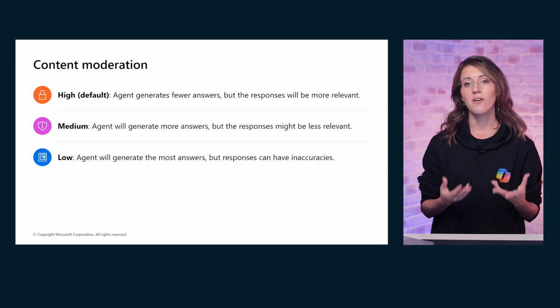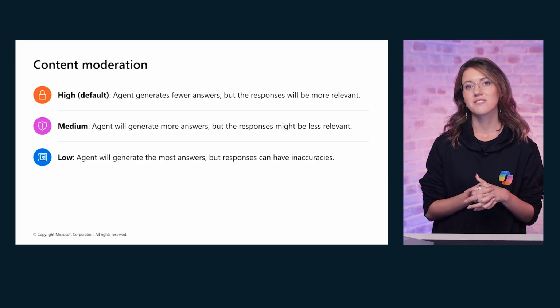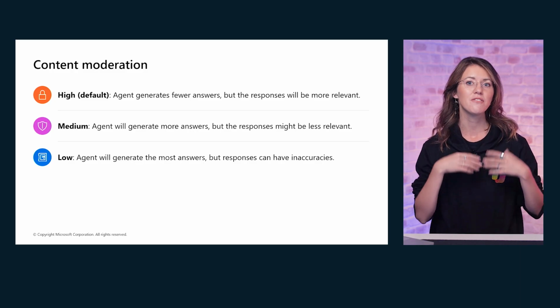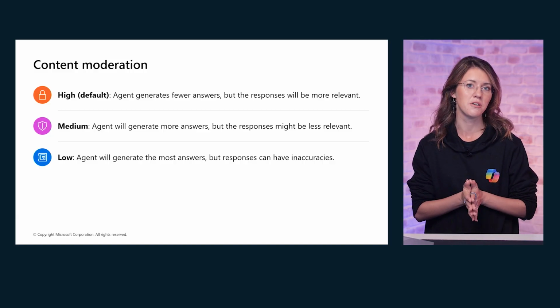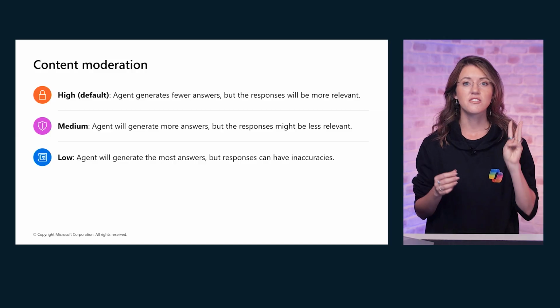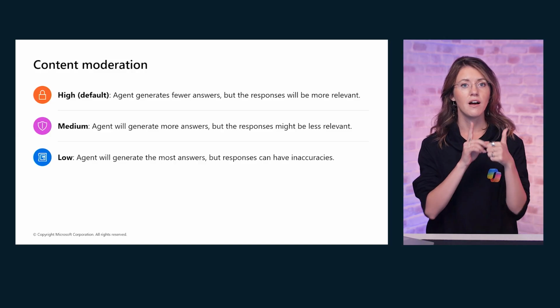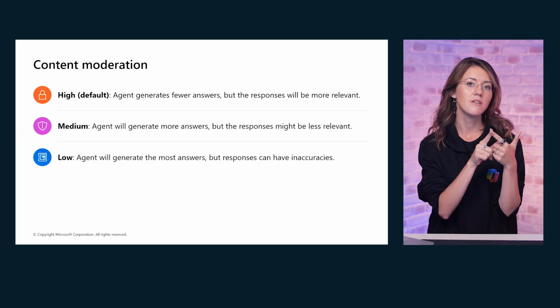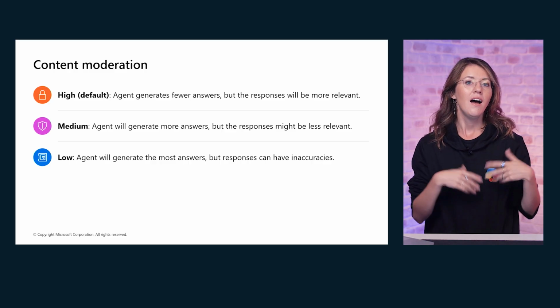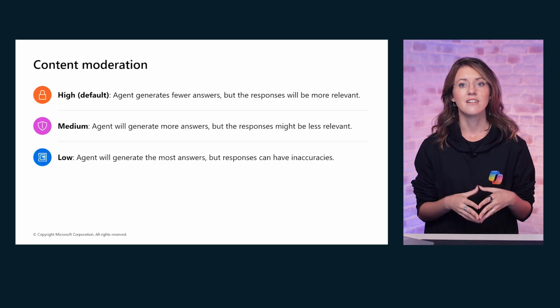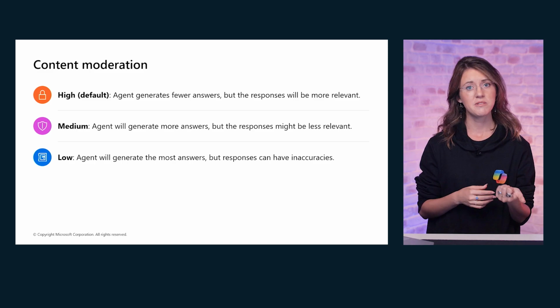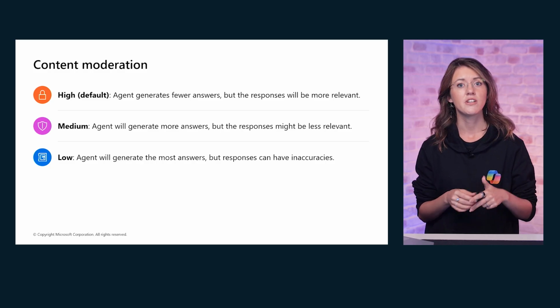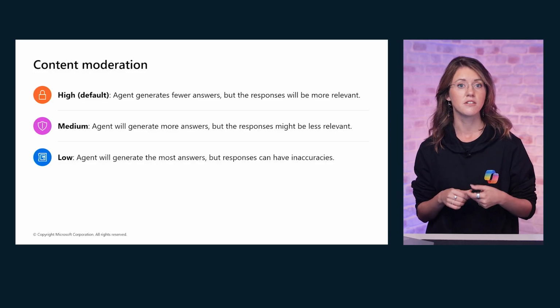Let's talk about content moderation. In Copilot Studio, this feature helps define how relevant and appropriate the agent's responses should be. There are 3 levels to choose from: high, medium, and low. High is the default setting; it generates fewer responses but ensures high relevance and strict filtering. Explicit language, hate speech, and graphic content are not tolerated.